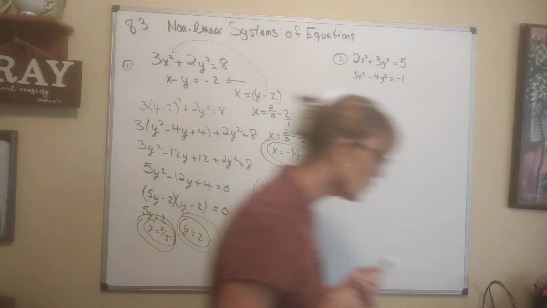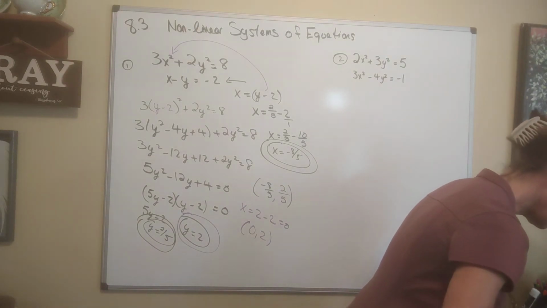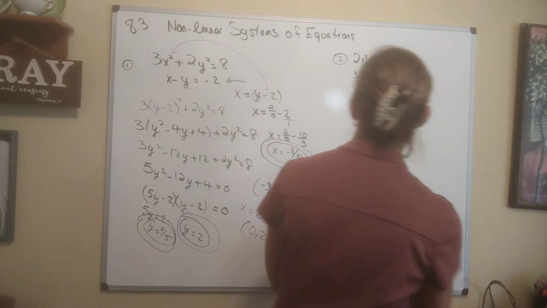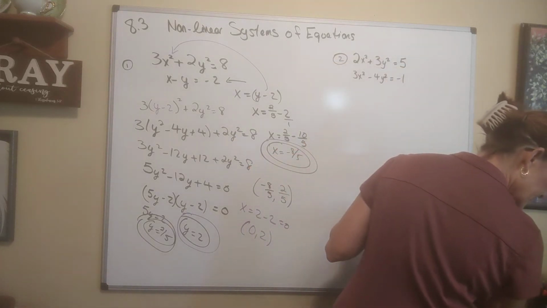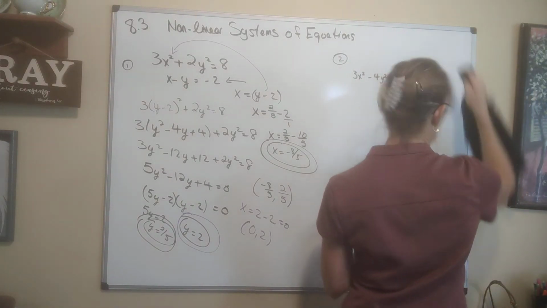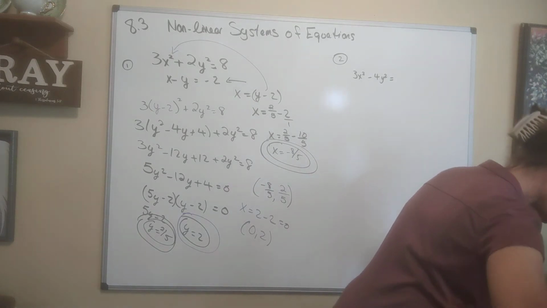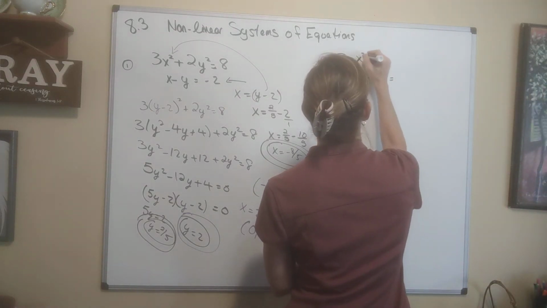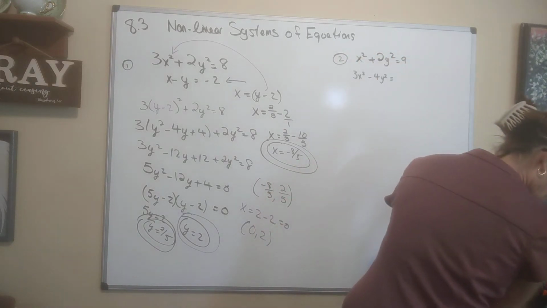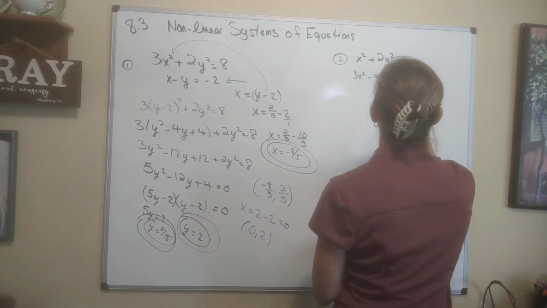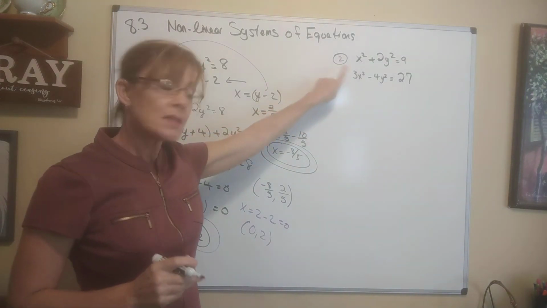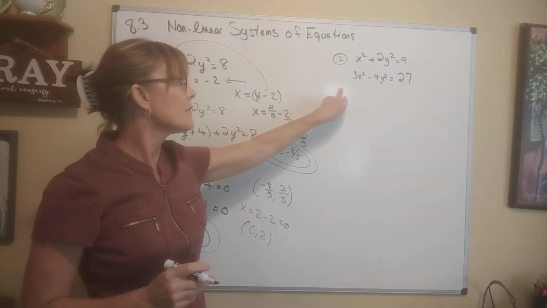Okay, let's look at the second one. So on your sheet, I have this one, x squared plus 2y squared. I have something different, so let me erase this. Although that's similar. I have x squared plus 2y squared is 9. X squared plus 2y squared is equal to 9. And then I have 3x squared minus 4y squared is 27. Okay, let's consider these two curves. The top one is an ellipse, and the second equation is the equation of a hyperbola.